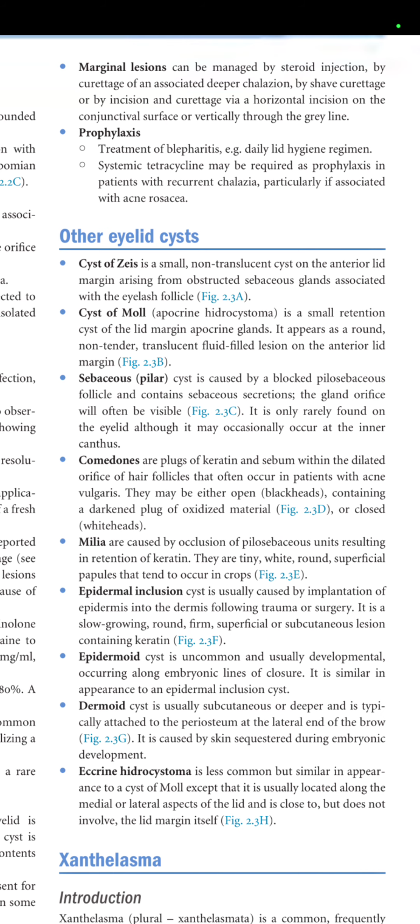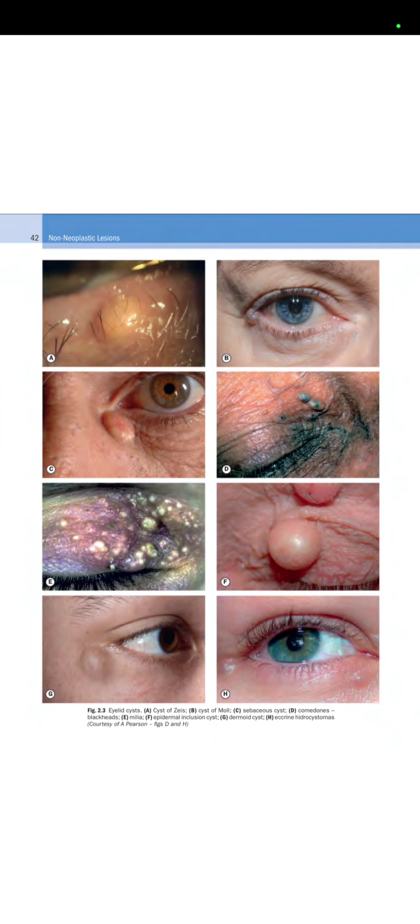So you can see figure 2.3 is showing the sebaceous cyst, and D is showing the comedones, blackheads.